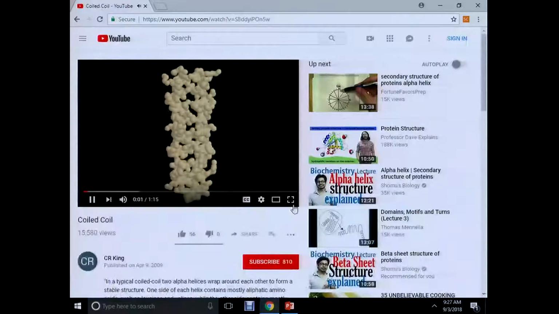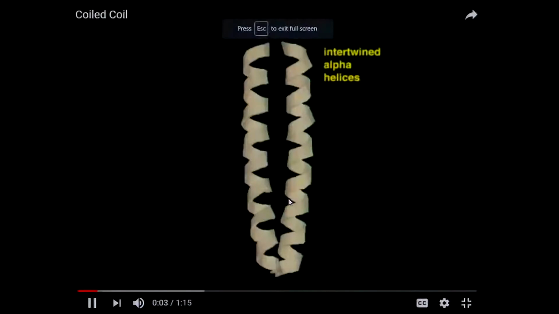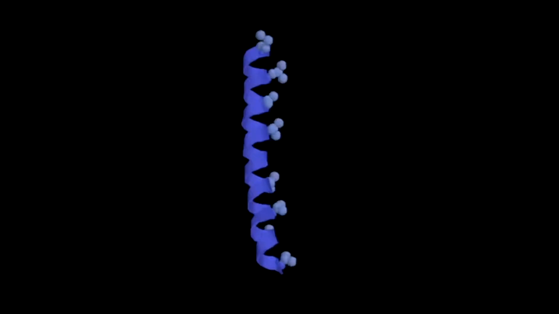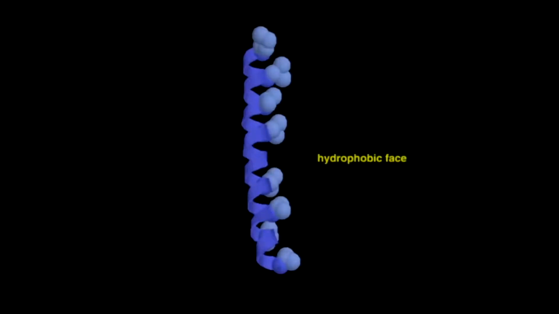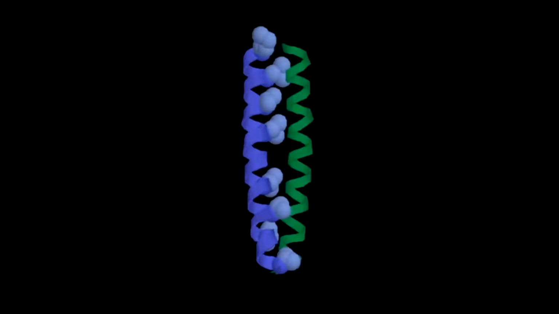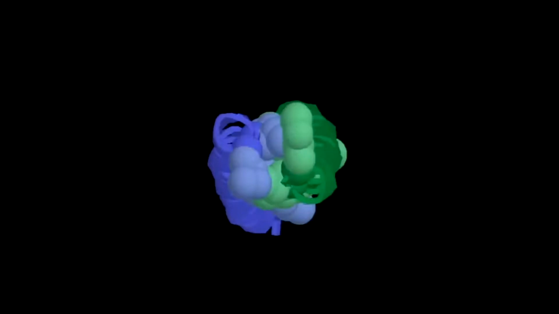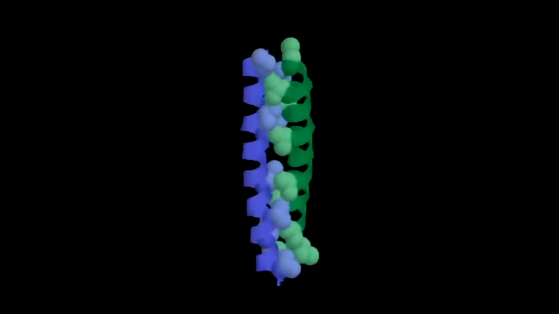In a typical coiled coil, two alpha helices wrap around each other to form a stable structure. One side of each helix contains mostly aliphatic amino acids, such as leucines and valines, while the other side contains mostly polar residues. Helices containing distinct hydrophobic and polar sides are called amphipathic. In a coiled coil, two amphipathic helices are aligned, so their hydrophobic sides snuggle tightly together in the center, with their polar faces exposed to the solvent.